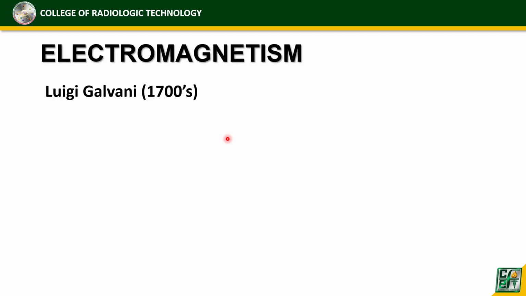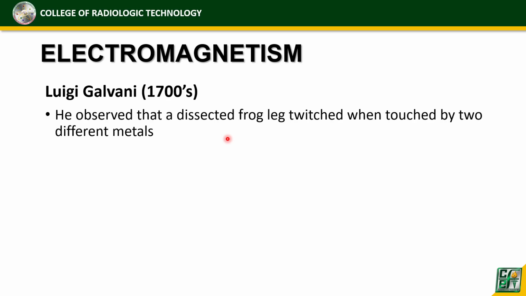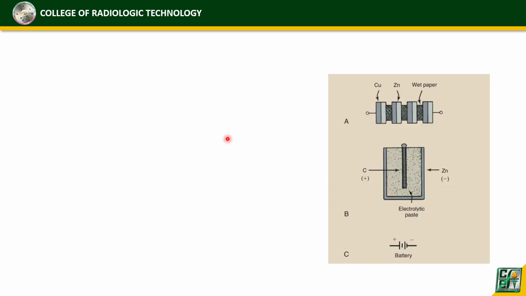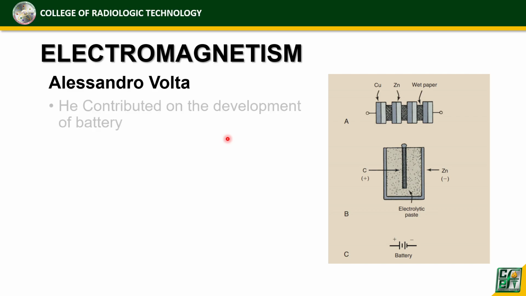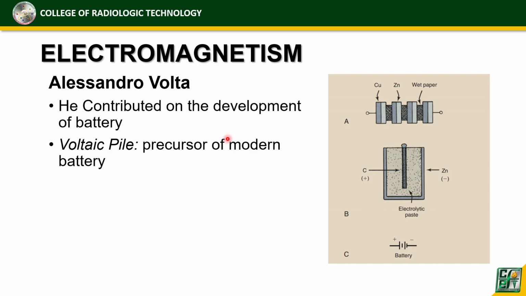So, electromagnetism, ang nag-discover niya is si Luigi Galvani. He observed that a dissected frog leg twitches when touched by two different metals. Okay? Electromagnetism, si Alessandro Volta. He contributed to the development of the battery, na tinawag na voltaic pile.